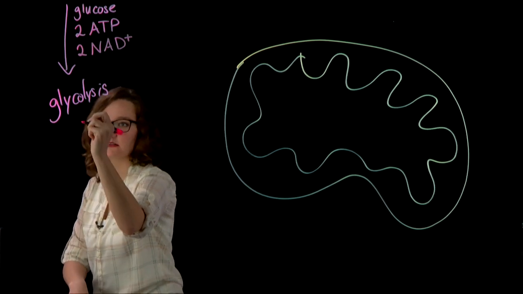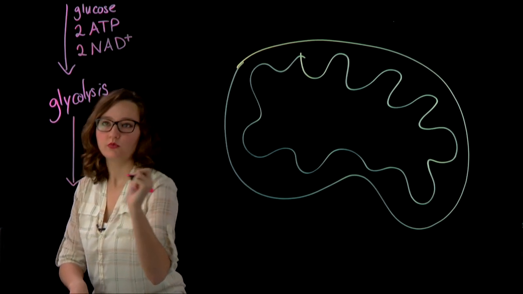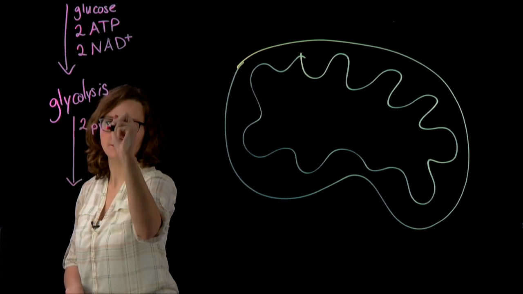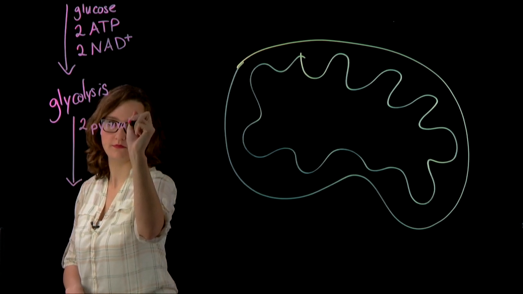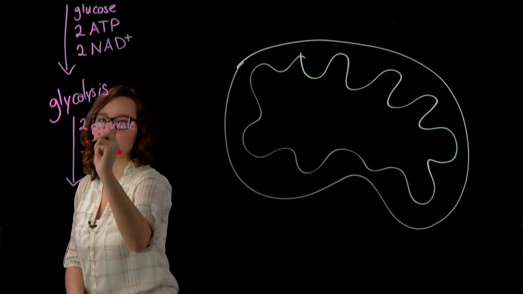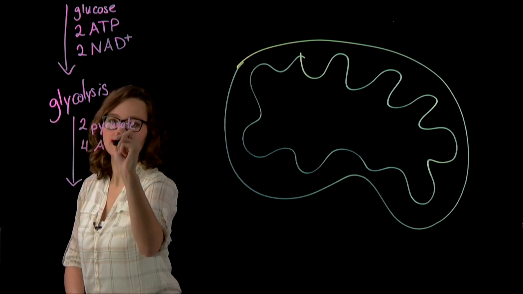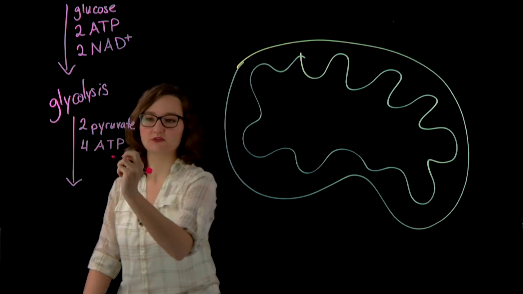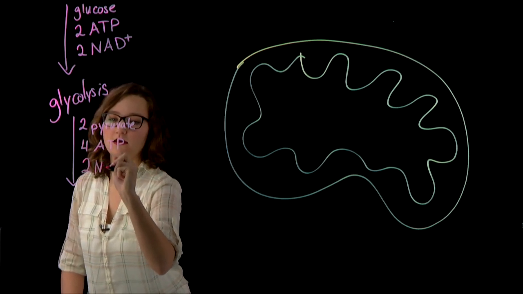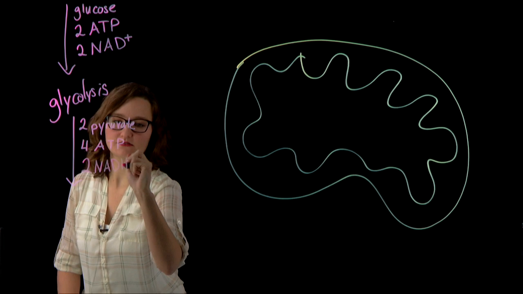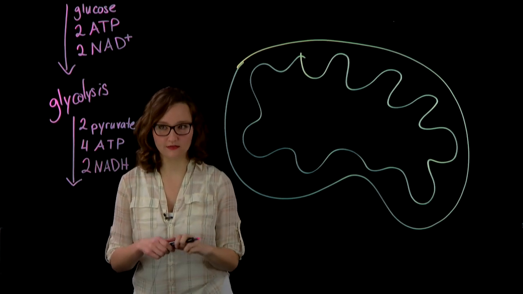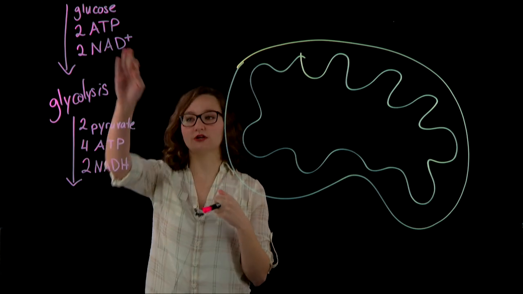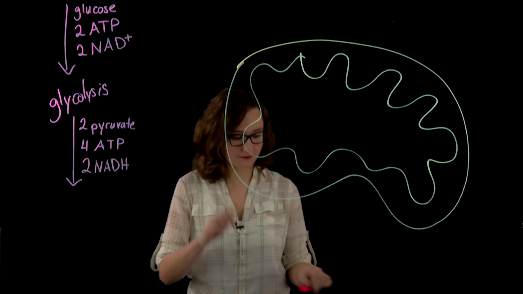And out of glycolysis, we break glucose into two molecules of pyruvate. We gain 4 new ATP, and our two electron acceptors get converted into two NADH molecules. This is the reduced form, and glucose is oxidized into pyruvate.